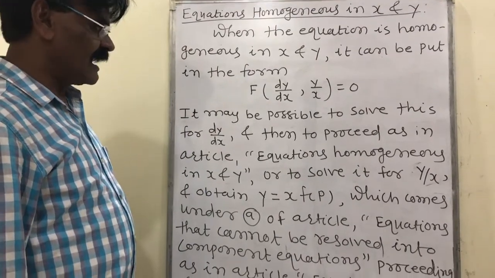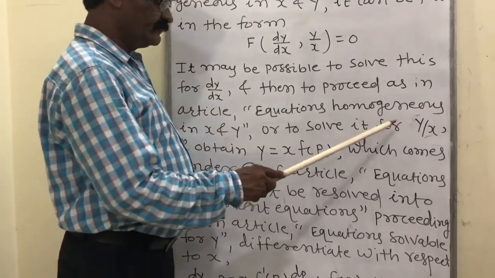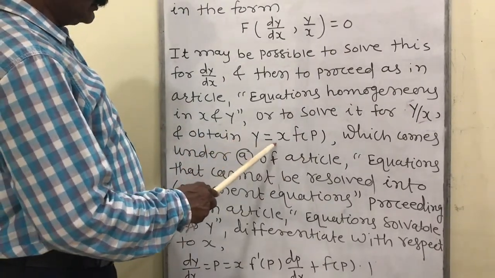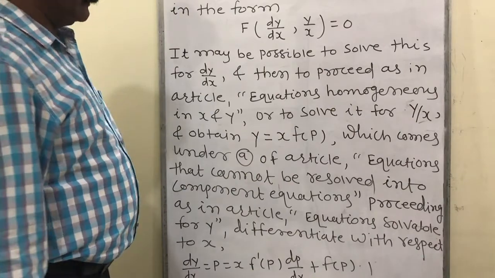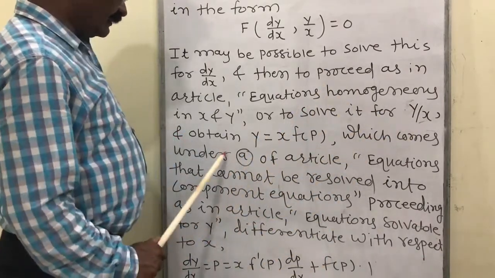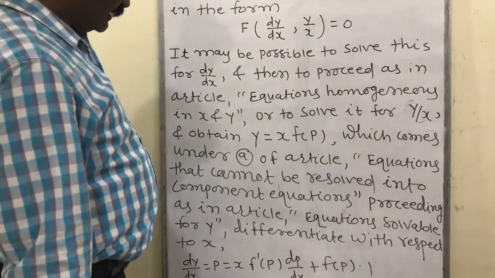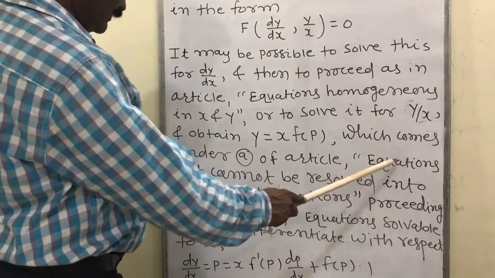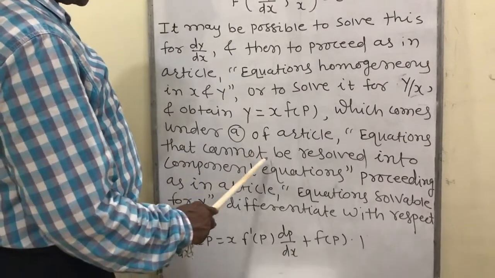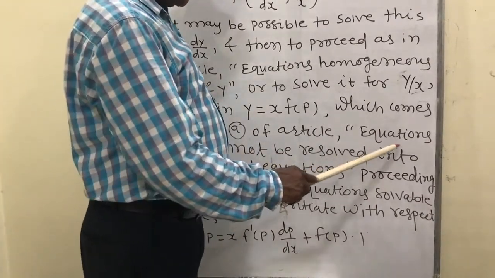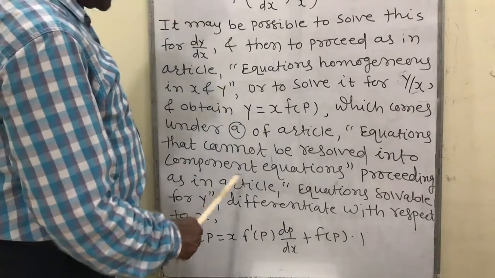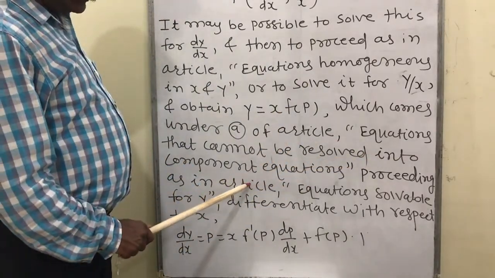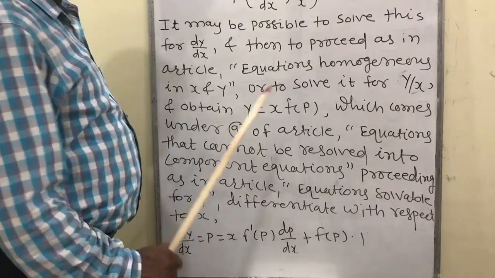युनिट फर्स्ट मध्ये घेतलेला आहे, or to solve it for y by x and obtain y is equal to x into f of p, which comes under case A. That means equation solvable for y, of article, equations that cannot be resolved into component equations, proceeding as in article, equation soluble for y.